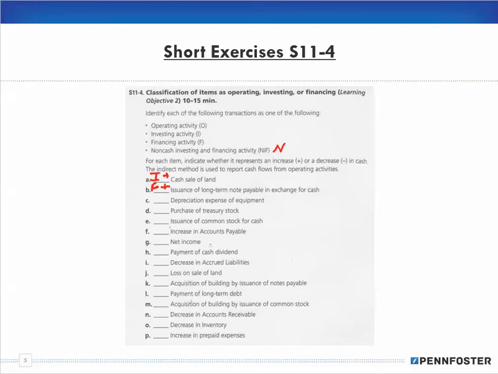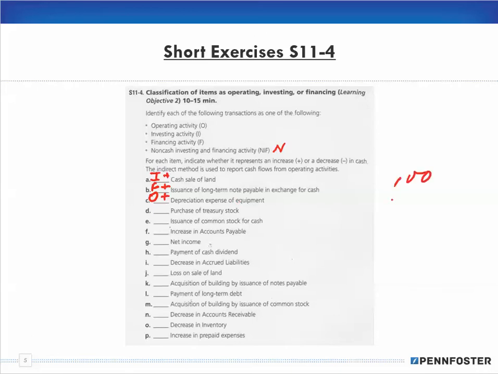Right, depreciation expense of equipment. Depreciation expense is a part of the operation of the business. It's on our income statement, so that's O for operating, and we're going to add that back in because that expense is taken out, right? It decreases our net income, right?